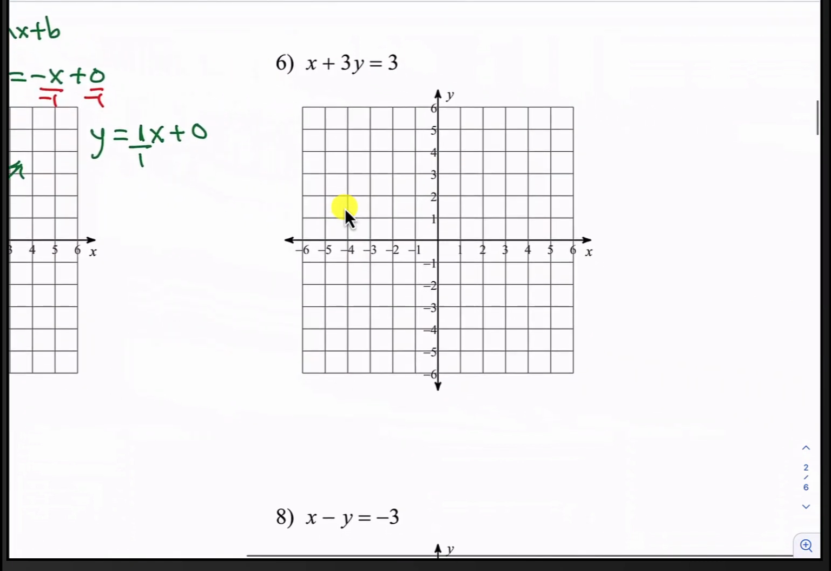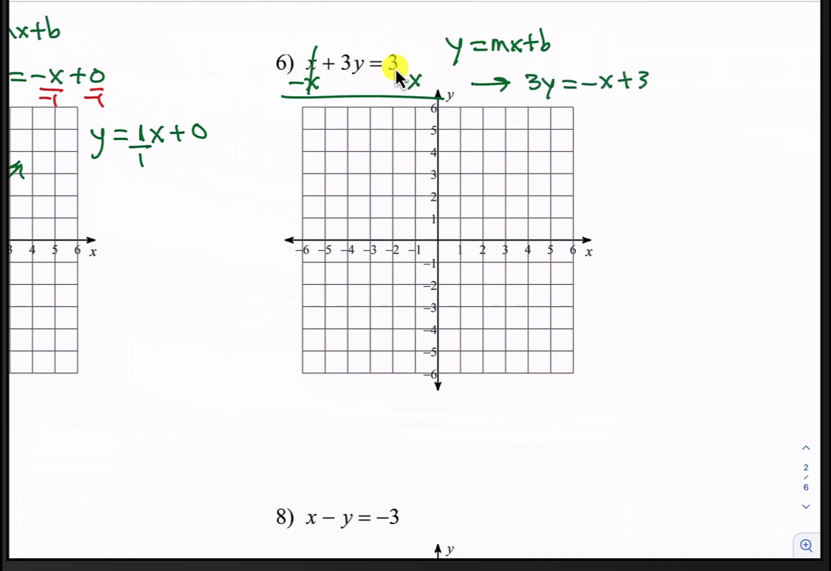Alright, here's number 6. x plus 3y equals 3. We want to get this in slope-intercept form, which is y equals mx plus b. Let's subtract x from both sides first. So the x's cancel, and that's going to leave us with 3y equals negative x plus 3. Let's divide by 3 everywhere.